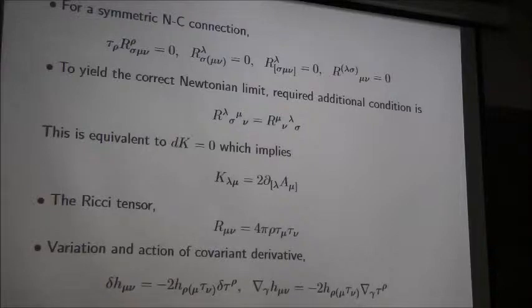The Ricci tensor corresponding to this Riemann tensor gives this, which is R_μν equal to 4πρ τ_μ τ_ν, and this is the proper Newtonian condition. Following this geometry and other definitions, I can also calculate, but it can also be shown that h^μν varies in that way, and the covariant derivative acts on h^μν in this way.